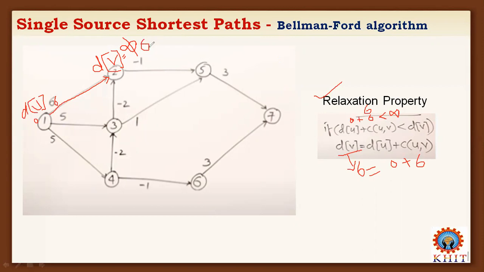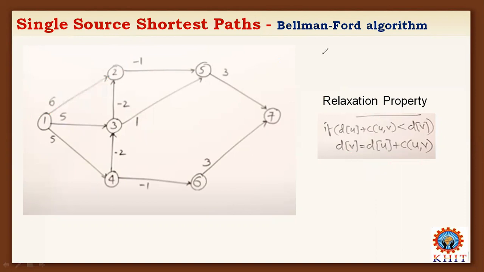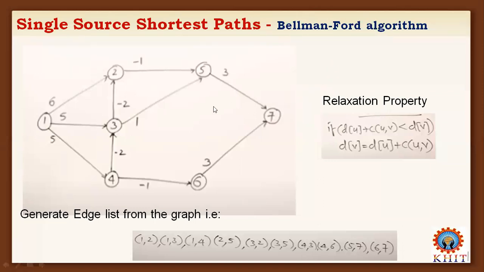In this way, we can find the minimum cost path from one vertex to another vertex clearly. I hope you understood this. Okay. Now we will move to another slide. In this slide, we already wrote the relaxation property. This is the relaxation property. We need to apply the relaxation property to the given graph.